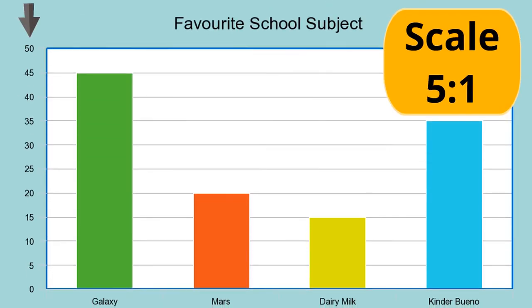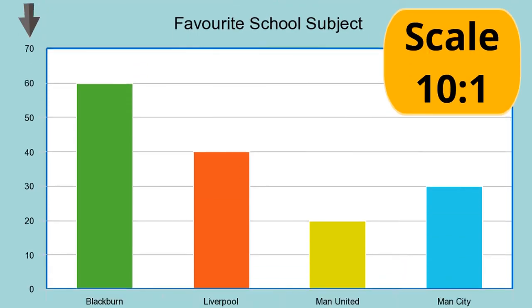That's okay. We can jump up to a scale of 5 to 1, like on this bar chart here. You can see we're jumping up in 5s along the y-axis now. Maybe a scale of 5 to 1 still isn't big enough. Well, we can move up to a scale of 10 to 1 then, like on this bar chart. The scale we use just depends on how big or small the numbers in our data are. We can use any scale.